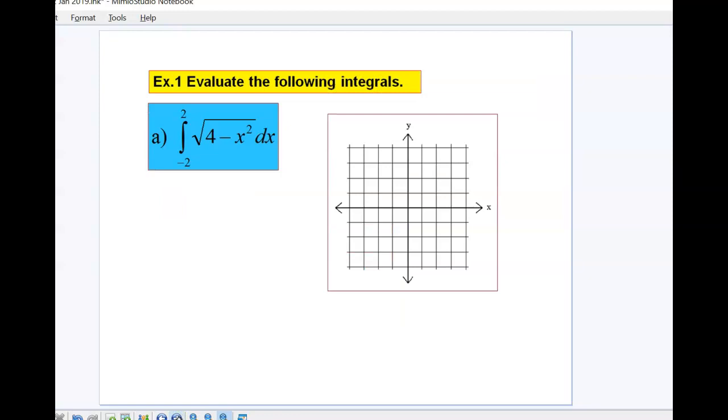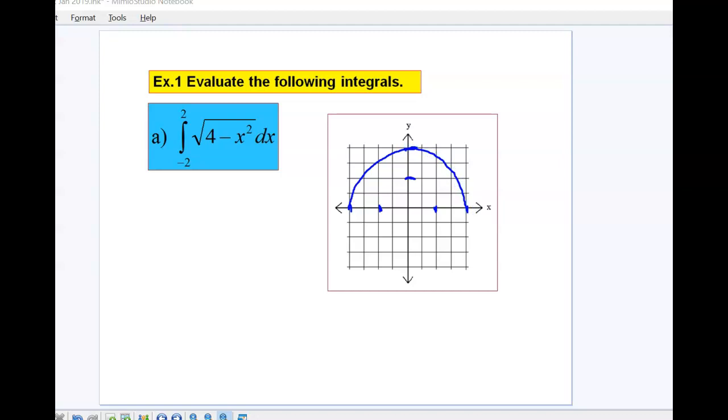So say we're asked to evaluate the following integrals, and we're asked to find the integral from -2 to 2 of the square root of 4 minus x squared. Well, the first thing we need to do is draw a picture of this graph. And if you recall from our study earlier in chapters 1 and 2, this is the formula for a semicircle, and the semicircle has a radius of 2. So I'm going to make this 1, this 2, this -1, this -2, this 1, and this 2. So my graph is going to look something like this.